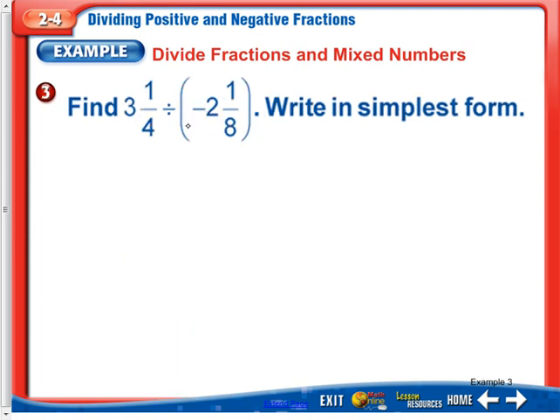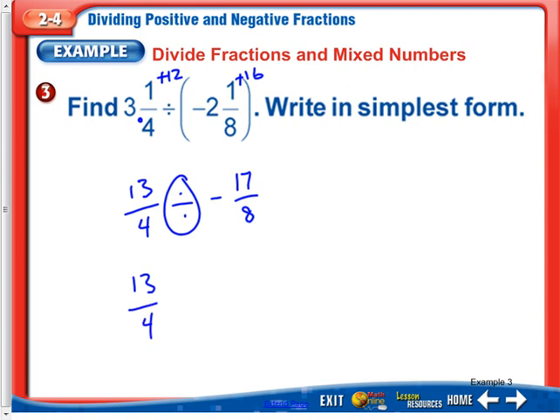Now, when you're dividing with mixed numbers, you're going to have to get improper fractions. Let's do this work right here. 3 times 4, we're going to add 12, and 2 times 8, we're going to add 16. Let's rewrite it: 13/4 divided by negative 17/8. Now we're going to circle the division and rewrite it as multiplication: 13/4 times negative 8/17. Simplify where you can, so the 4 and the 8.